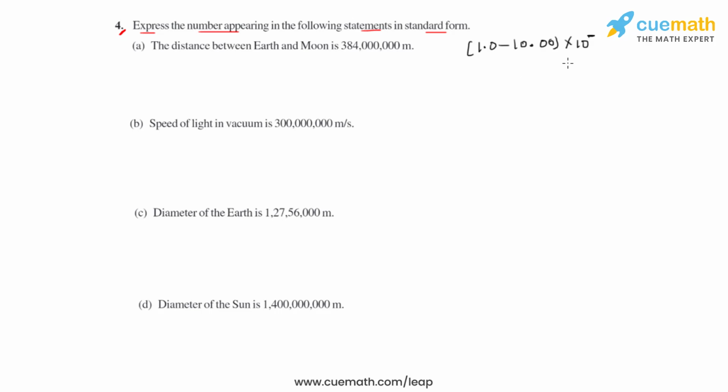So if the decimal is shifted towards left, the power of 10 gets added. And if the decimal is shifted towards right, the power of 10 gets subtracted. So going by this thumb rule, we'll start solving each of the parts. We'll take the first part, part A. It says that the distance between Earth and Moon is this given large number.